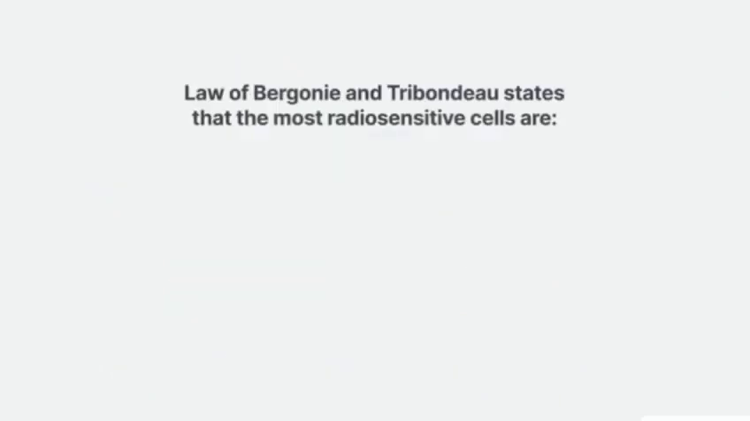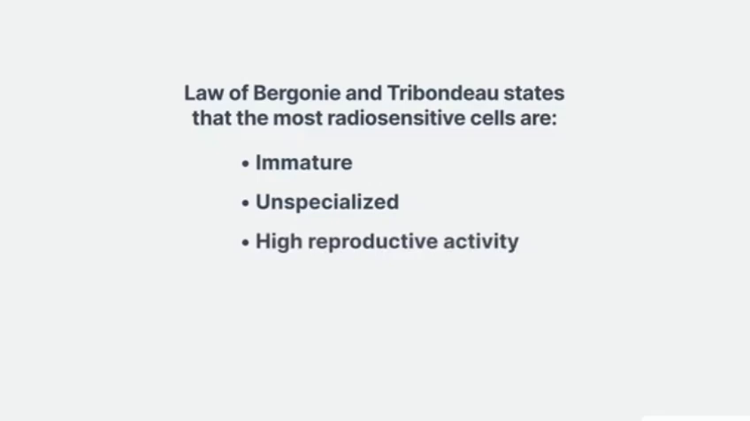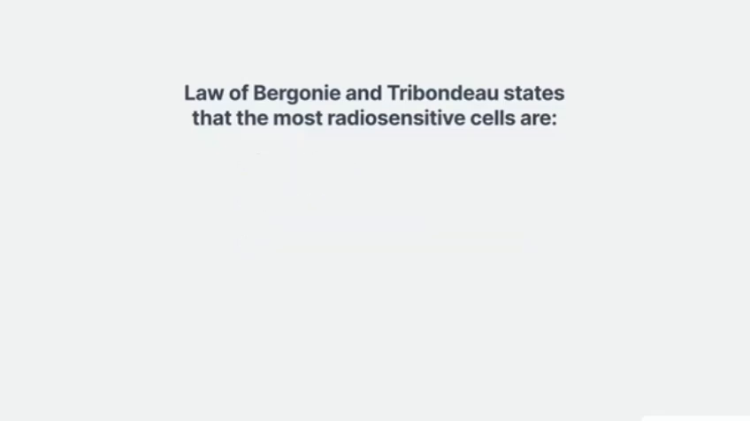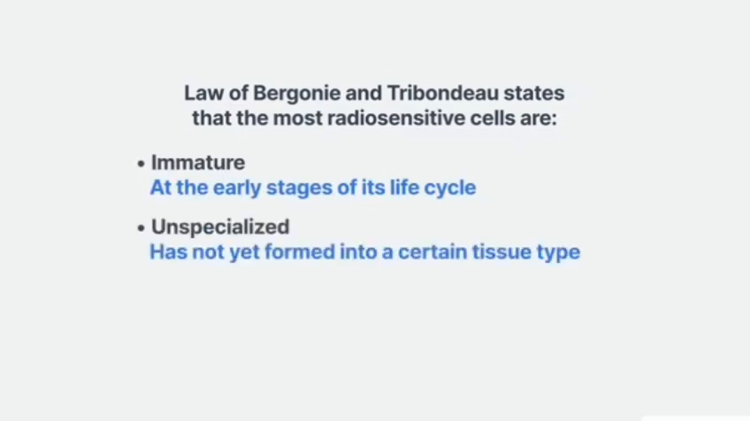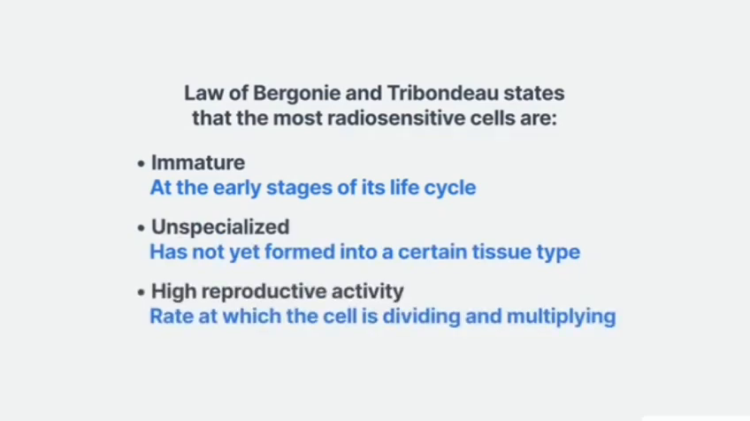The radiosensitivity of tissue is determined in part by the law of Bergonié and Tribondeau, which says the most radiosensitive cells are immature, they're unspecialized, that means undifferentiated, and they have a high reproductive activity, that means they're rapidly dividing. An immature cell refers to one that is at the early stages of its life cycle. An unspecialized cell refers to one that is not yet formed into a certain tissue type. High reproductive activity refers to the rate at which the cell is dividing and multiplying.